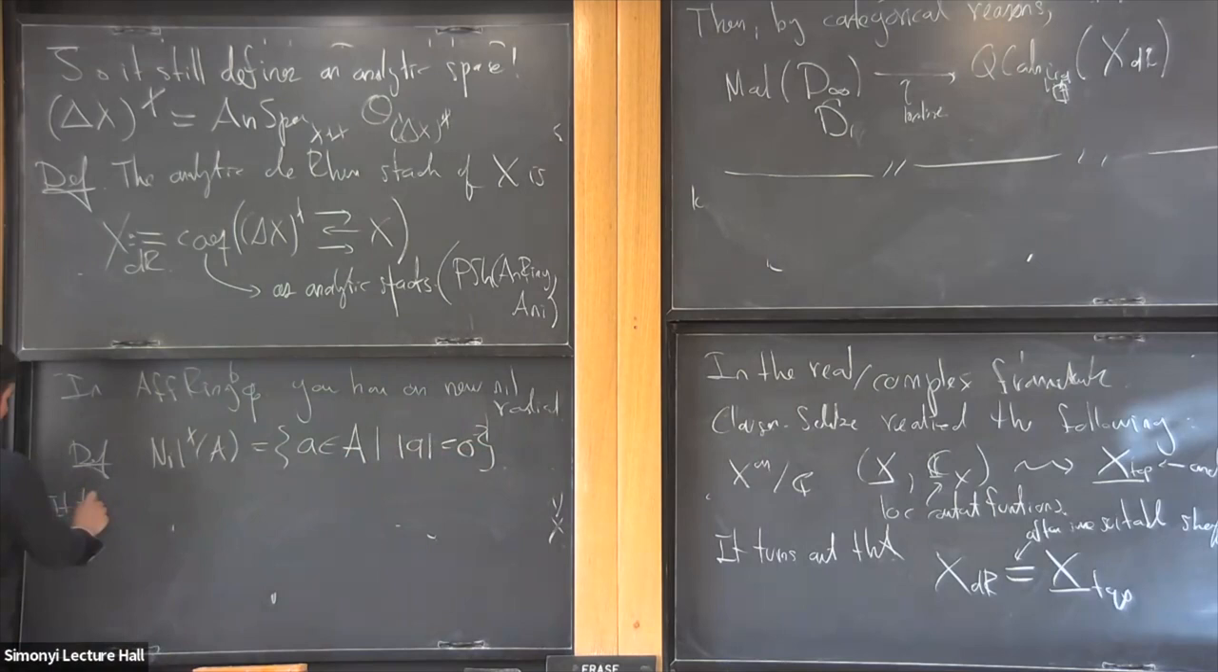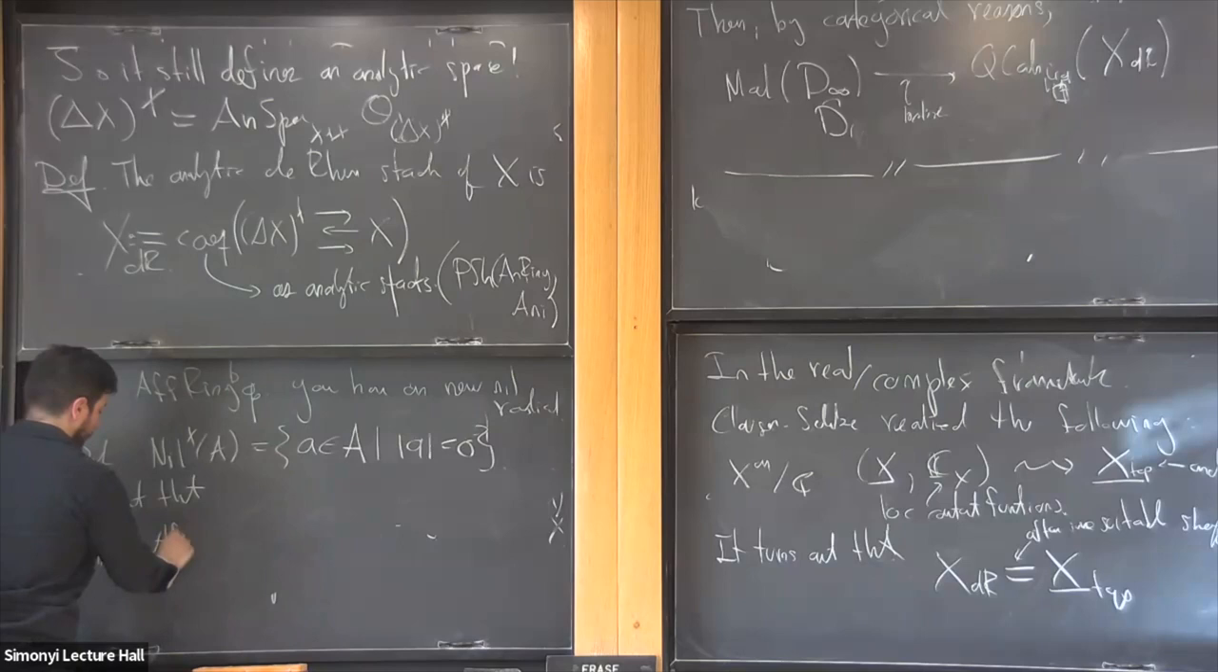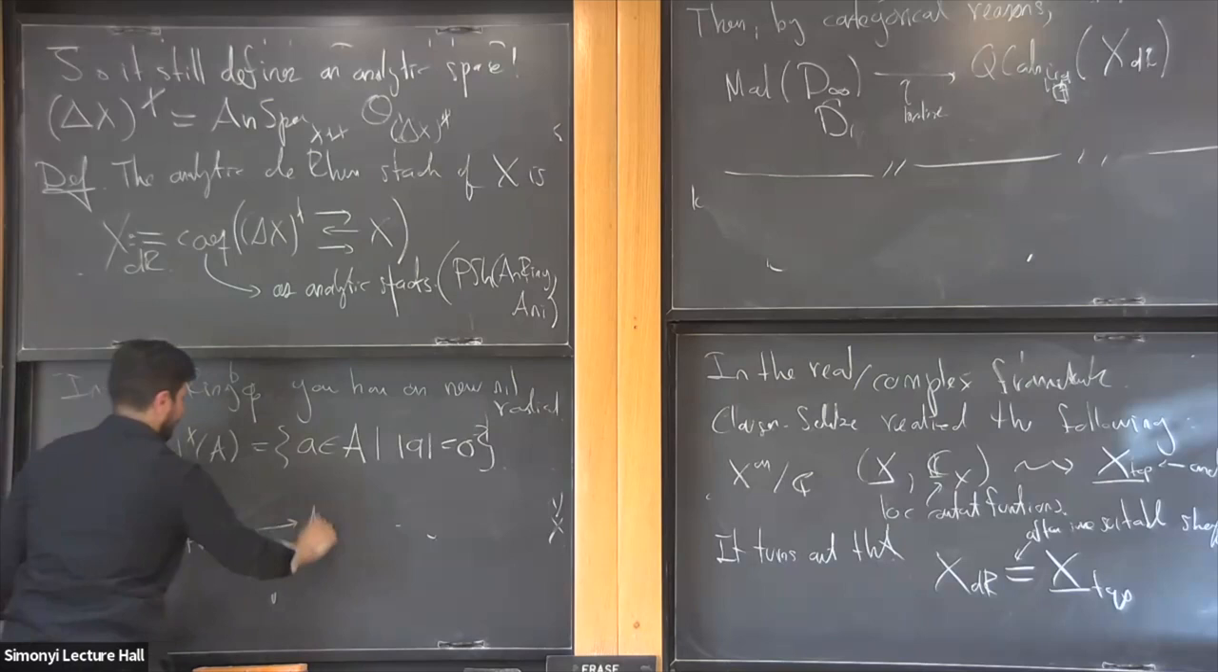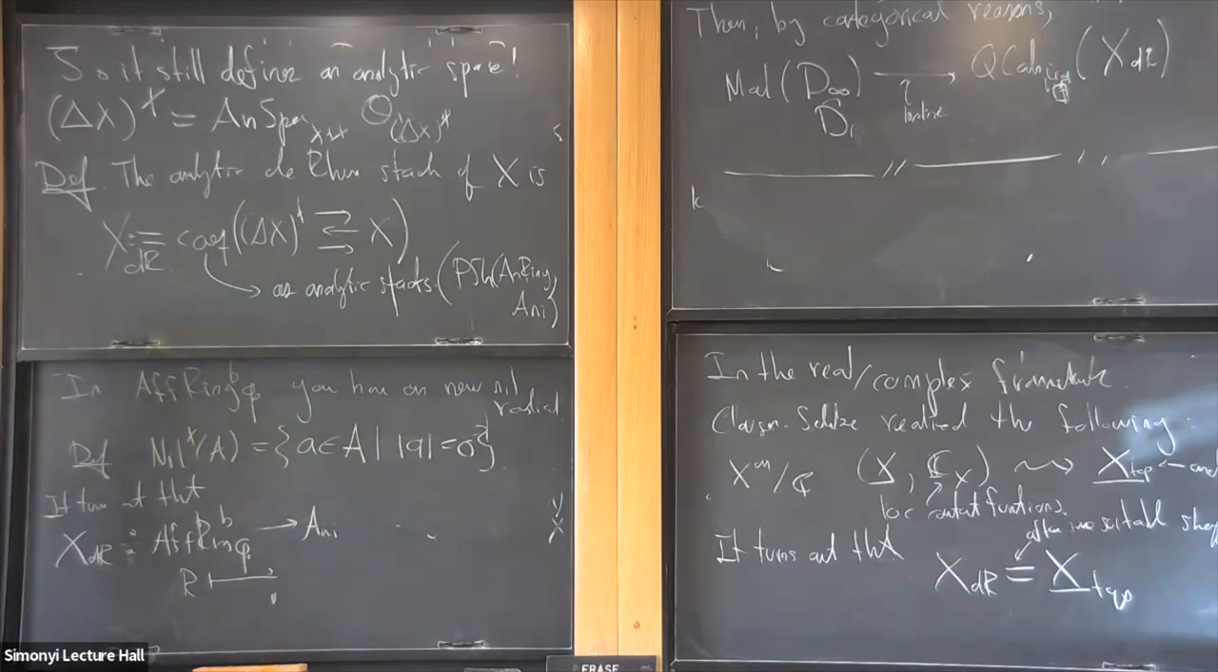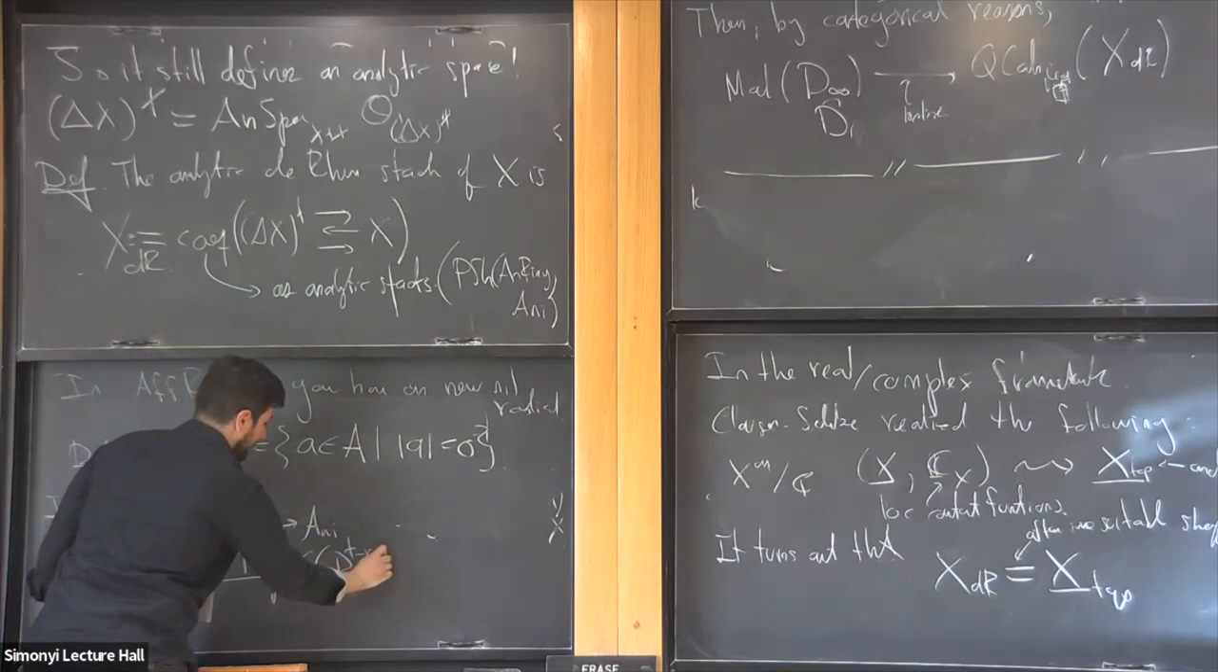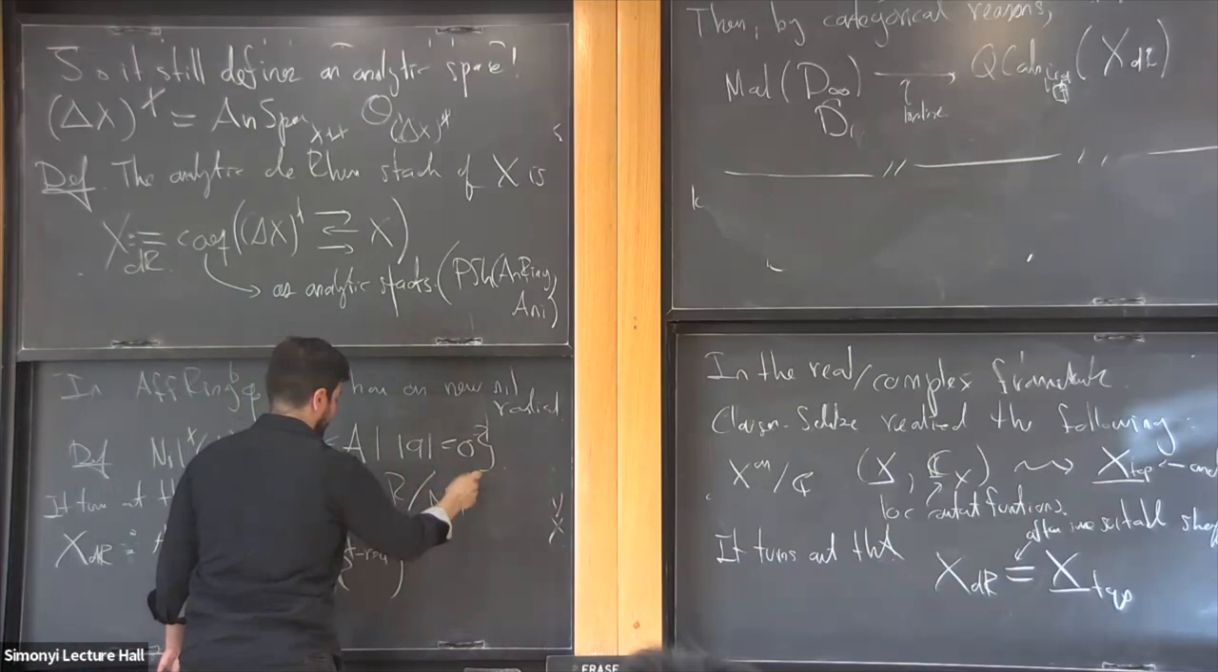this is the de Rham stack. Again, it's just a sheaf. This category of affinoid rings, bounded affinoid rings, one takes a bounded algebra, and you take something that I call the dagger reduction of this, and this one, again, as you can imagine, is just this one divided by this dagger nilradical.